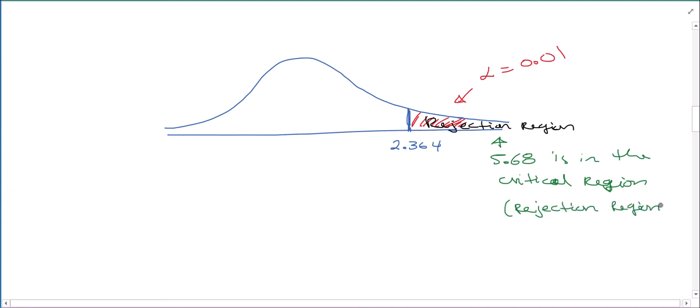This is a right tail test. So if you were using a left tail, you would be looking at values over here. If you were using a two-tailed test, then you would do it a little differently. But this is what we're doing.